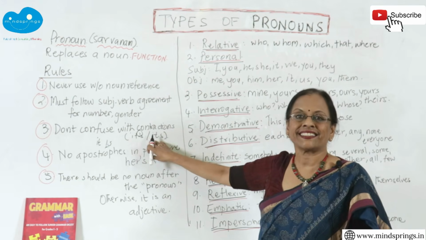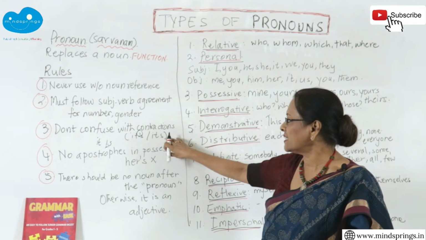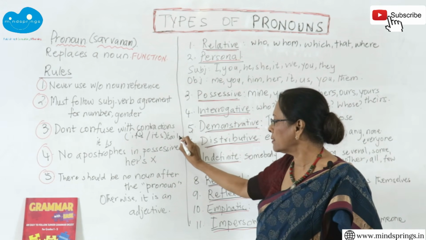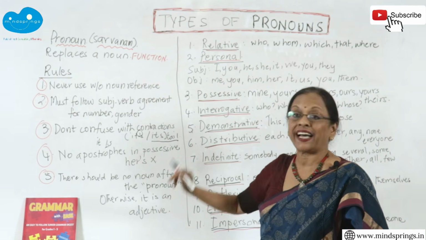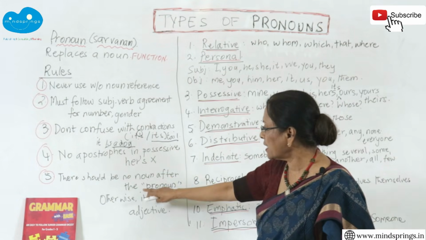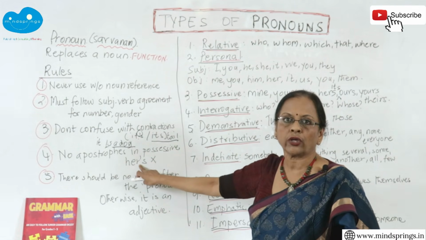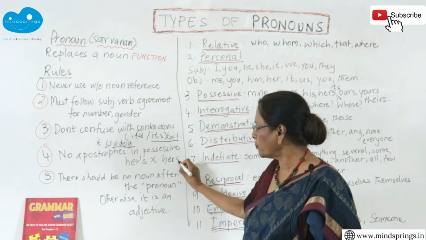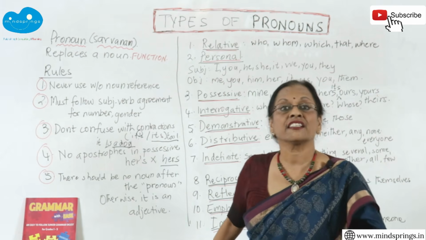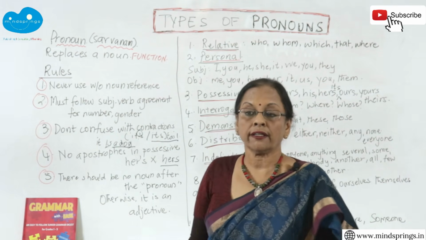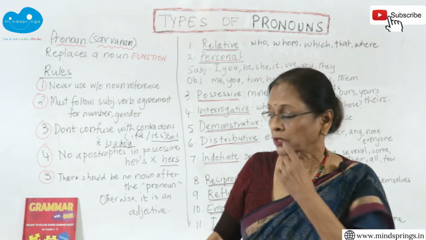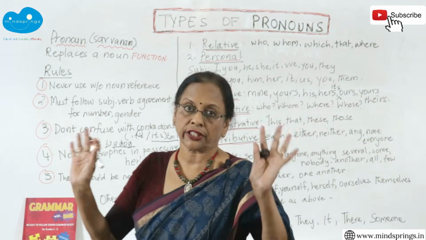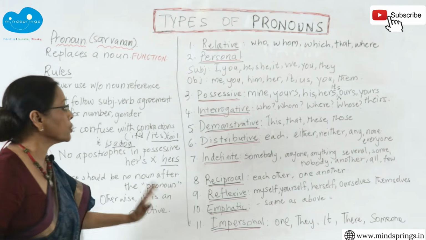So when you look at "its tail", what will it be? It will be a possessive adjective. No apostrophes. For example, "hers" you cannot write with an apostrophe s. It is H-E-R-S. The pronoun is H-E-R-S. It is hers. The bottle is pink. It is hers. So there is no apostrophe. There should be no noun after the pronoun, otherwise it's an adjective. So we have cleared these rules.